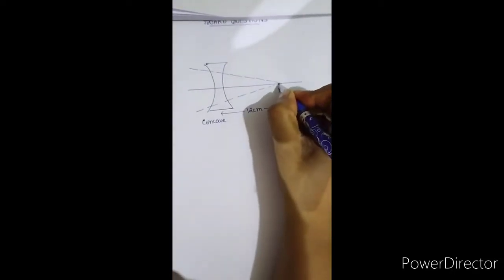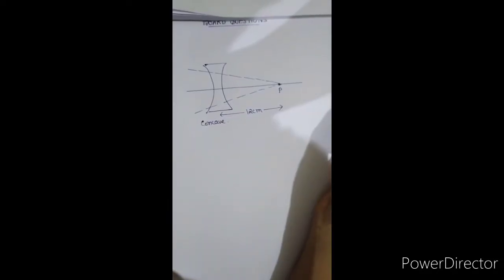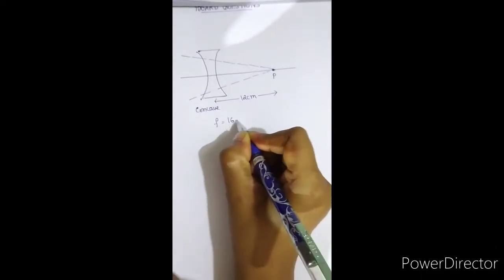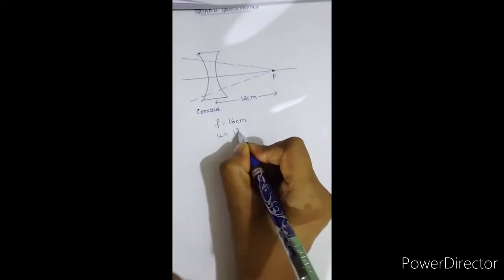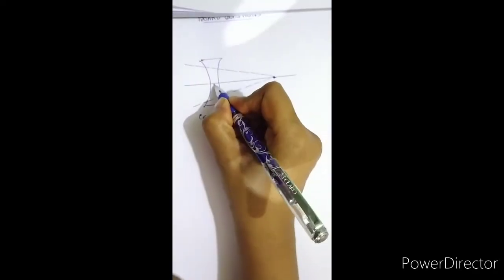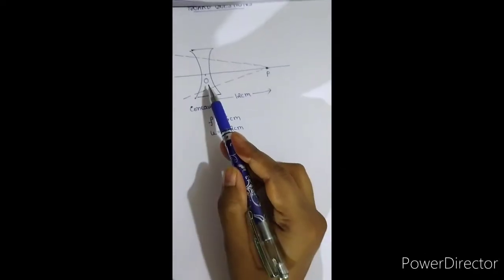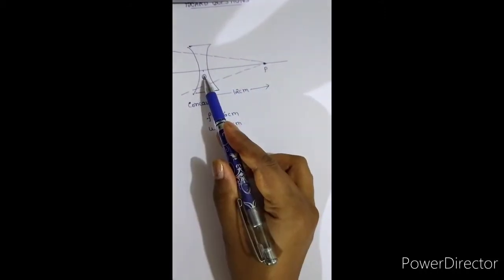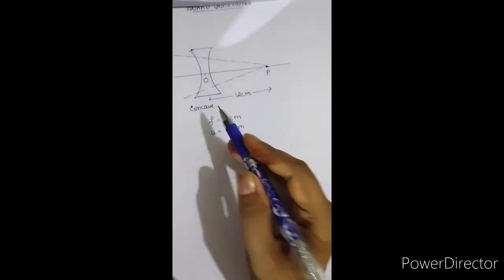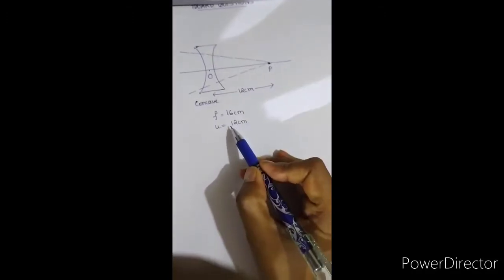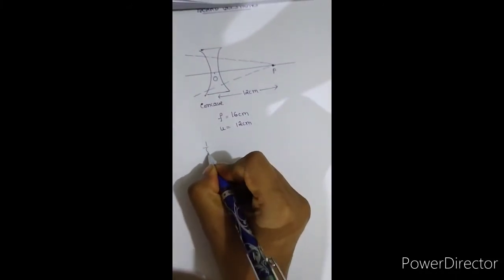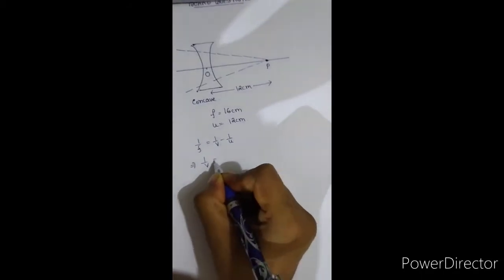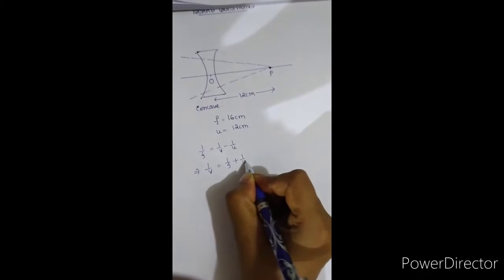So this point P acts as an object for the concave lens, and we have to find the image distance. The focal length is given as 16 cm, and the object distance is 12 cm. Let us assume this to be O. No doubt it is not a real object, it's a virtual object, and the distance from the object to the lens is the object distance, but since it is on the right hand side, I have considered it to be positive. So now by using the lens formula, 1 by f equals 1 by v minus 1 by u, I can write 1 by v is equal to 1 by f plus 1 by u.